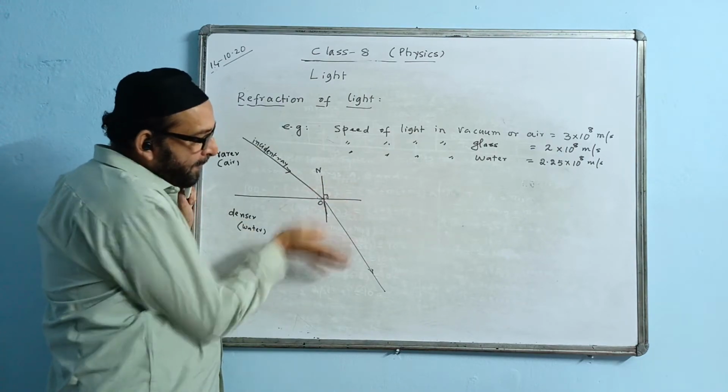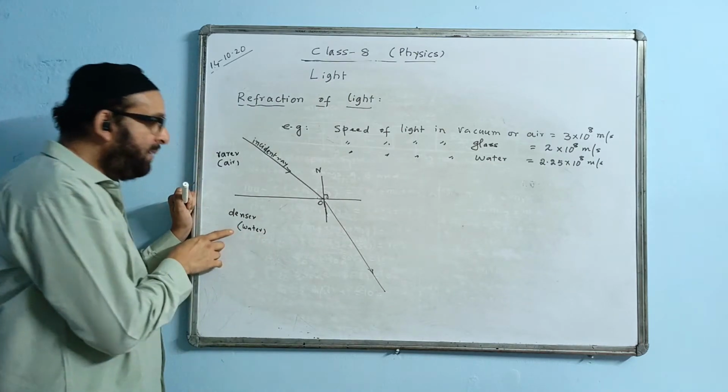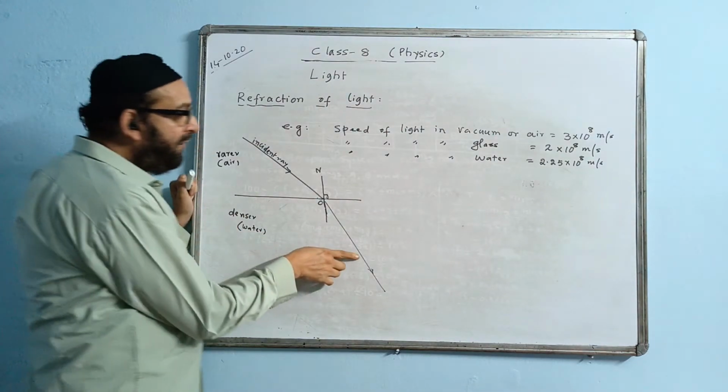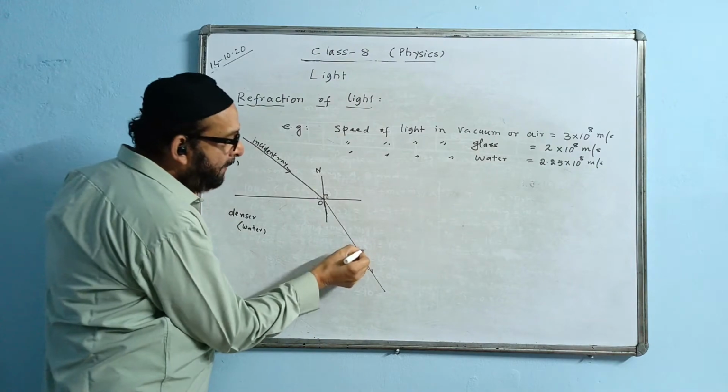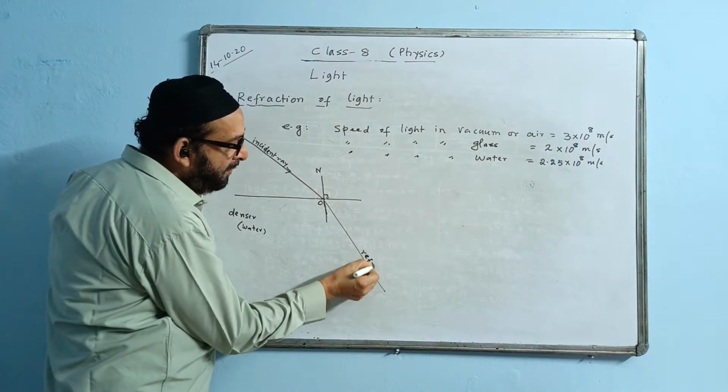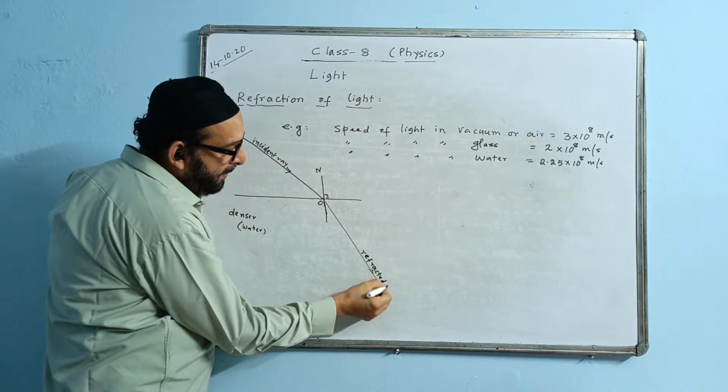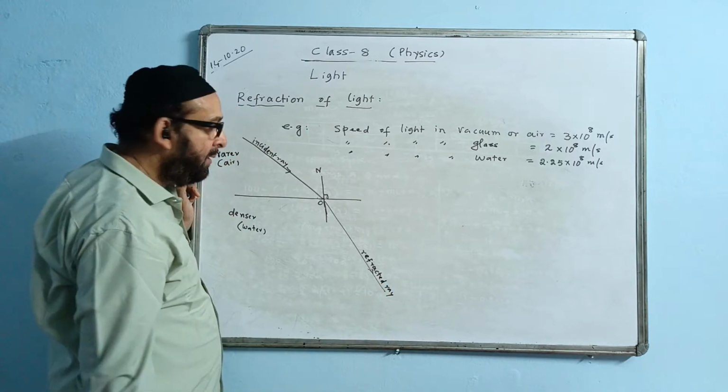The ray which bends in the other medium is called the refracted ray. Refracted is the bent ray. This ray is called the refracted ray.